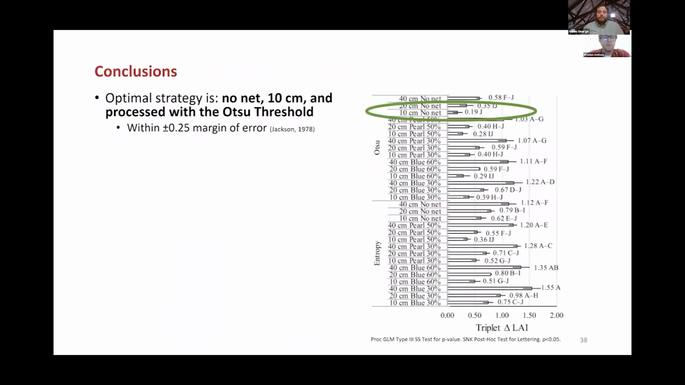So what we did then is compile all of these together, and we got a standard optimization methodology where we did a 3-way ANOVA. You can see all the different combinations that we tested, and the one highlighted here in green, compiling all of the results I just showed: the no net, further away from the canopy at 10 centimeters, and then processed with the Otsu. That got you a difference in LAI of about 0.19. The margin of error listed in the literature is about 0.25.